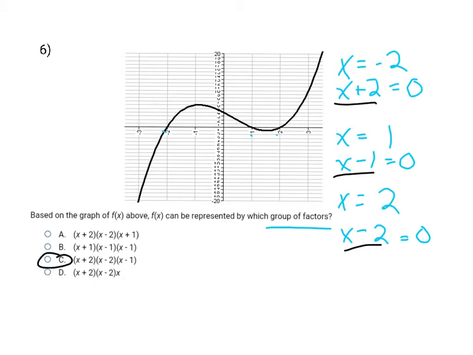And so basically what it's doing is when you're finding the factors, this is a -2, so the factor has a +2. This is a +1, so the factor has a -1. This is a +2, so the factor has a -2. So the factors is where you get the opposite sign.